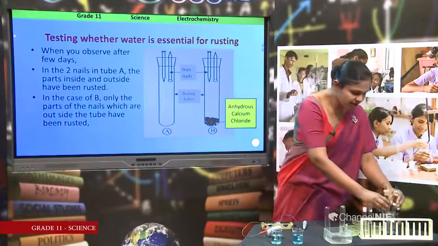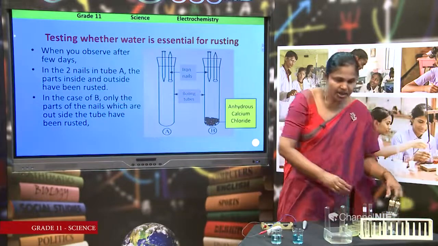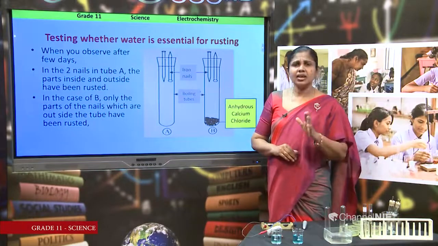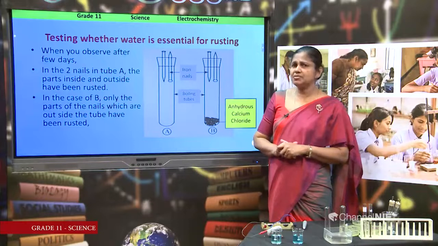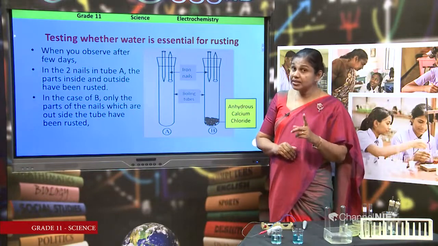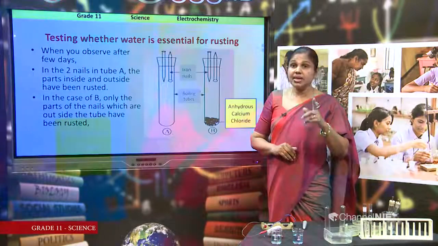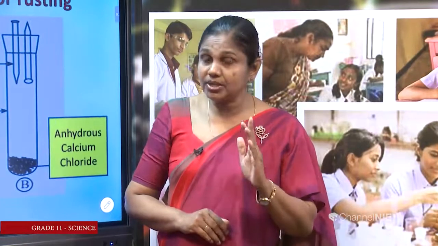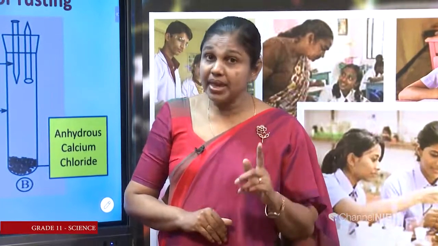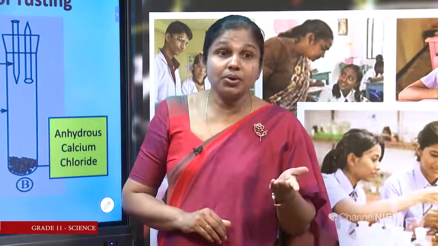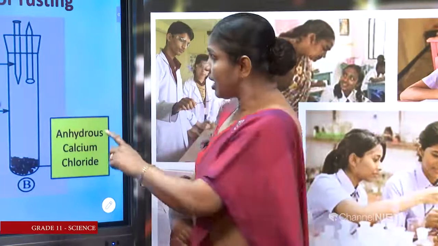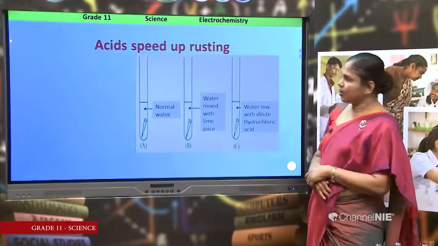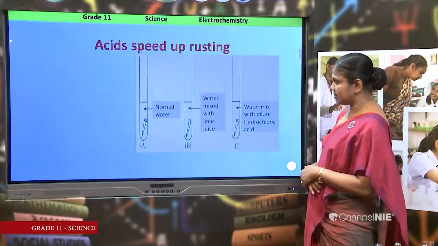Right, children. Now we have understood what the essential factors for rusting are. There are some more factors affecting rusting, children. There are factors which accelerate rusting. These factors are acids and salts. Acids and salts accelerate rusting, but bases slow down rusting. Okay, children. Now, these simple activities show you that acids speed up rusting.